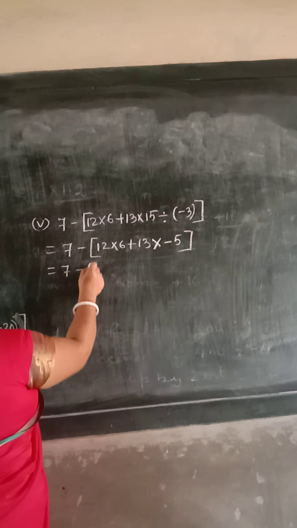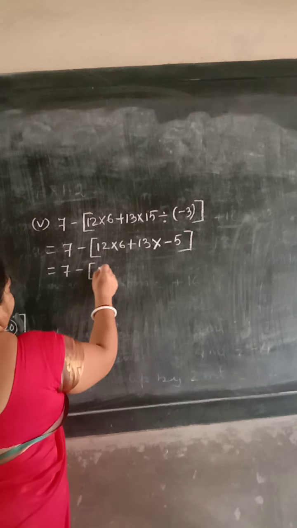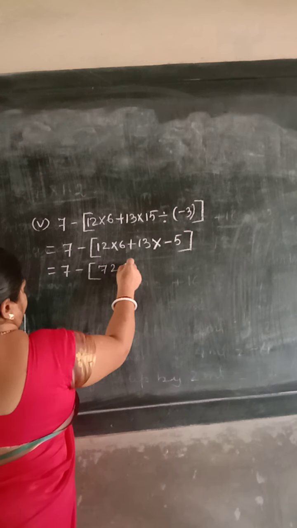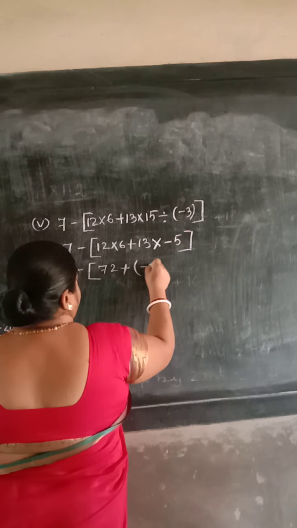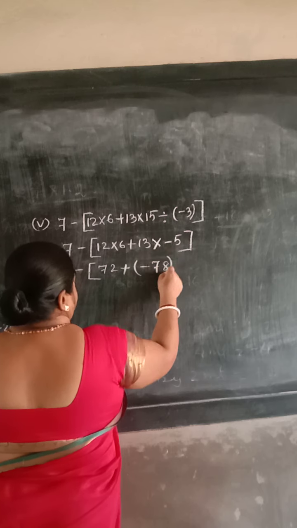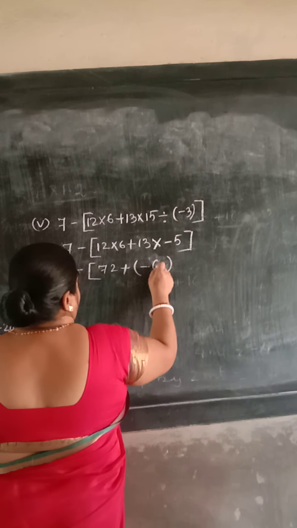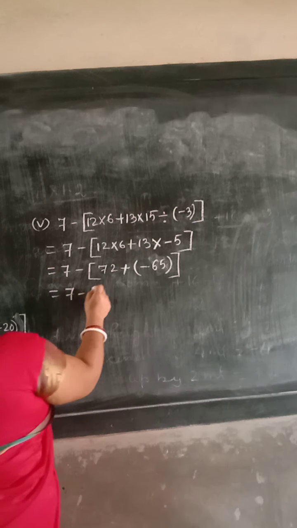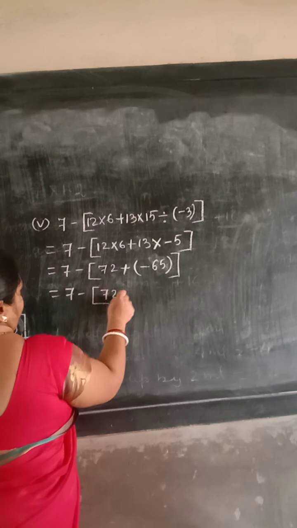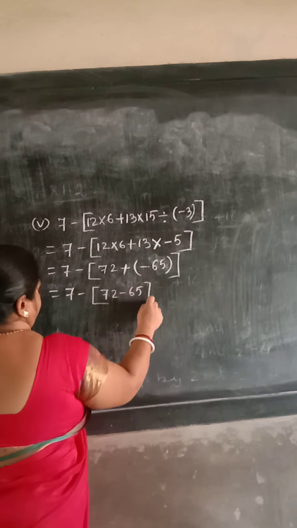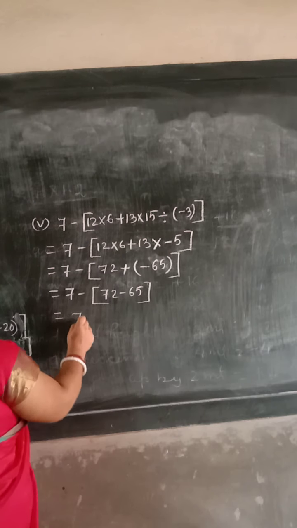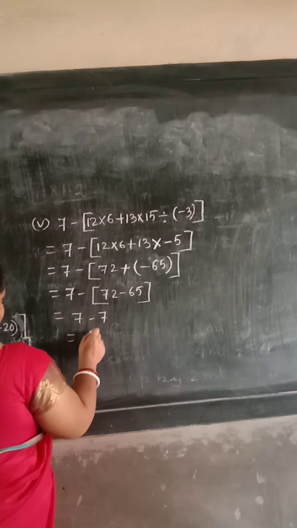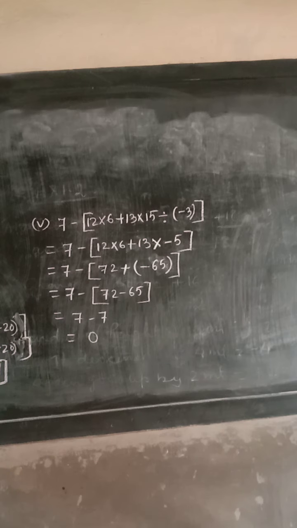7 minus 12 into 6, 72 plus 13 into 5 is 65. So minus 65 it is. So 7 minus 72 minus 65. 7 minus 7, so the answer is 0. Is it?